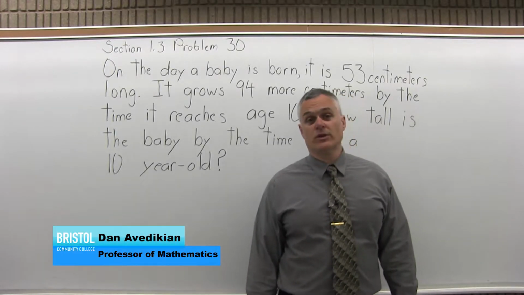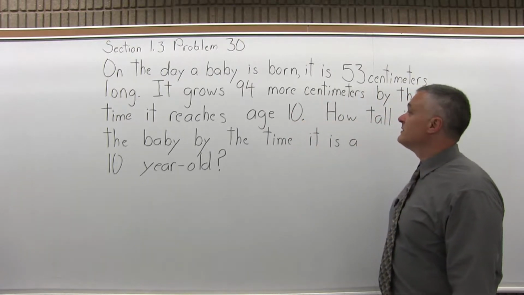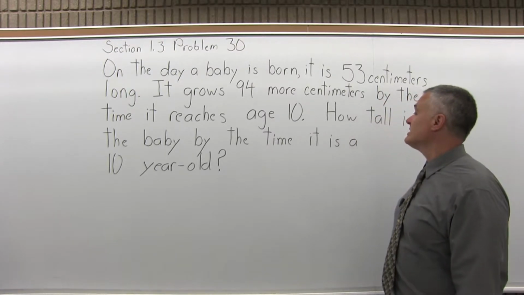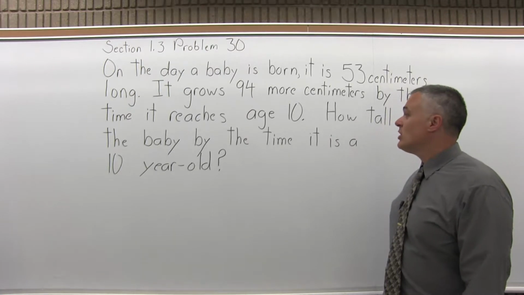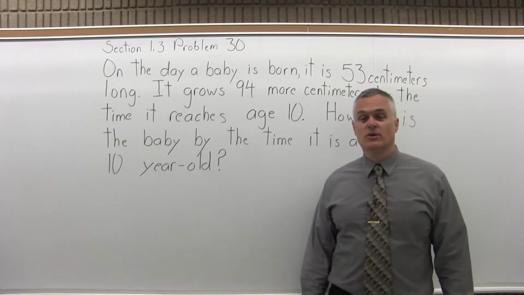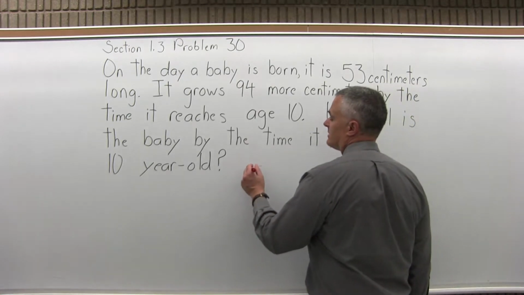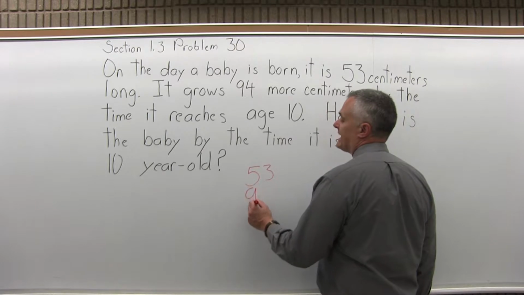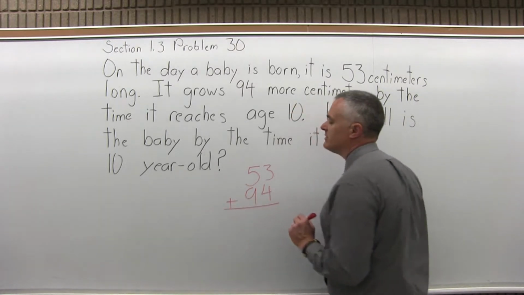This is Section 1.3, Problem 30. It says, on the day a baby is born, it is 53 centimeters long. It grows 94 more centimeters by the time it reaches age 10. How tall is the baby by the time it is a 10-year-old? So, it starts at 53 centimeters. It grows 94 more centimeters, so we will add those numbers together.